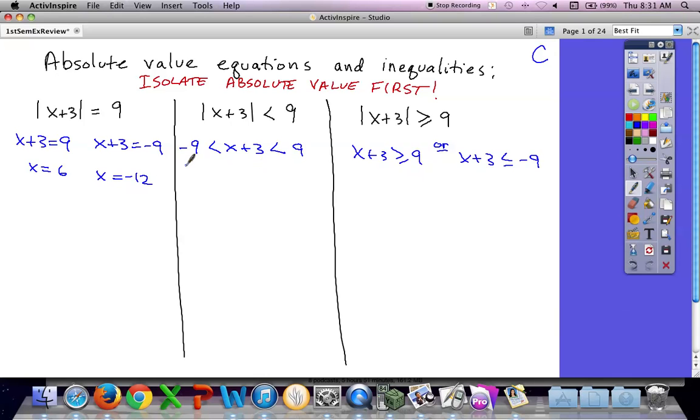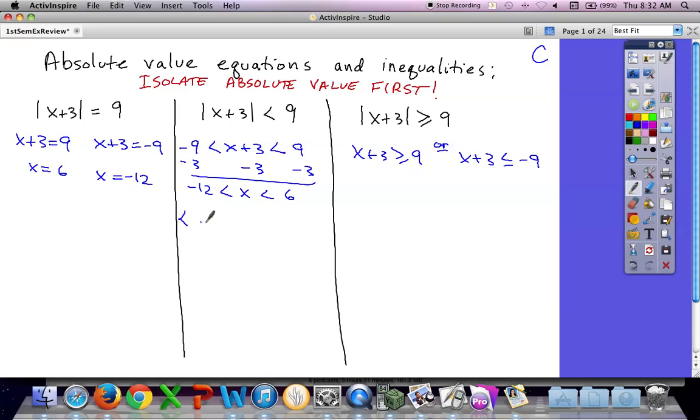You make it into a 3-part inequality, and then you solve for the variable in the middle. In this case, because there's a plus 3 in the middle, you subtract 3. But because it's 3 parts, you subtract it 3 times. Right, so now it says the value of x is in between negative 12 and 6. That's what a 3-part inequality is.